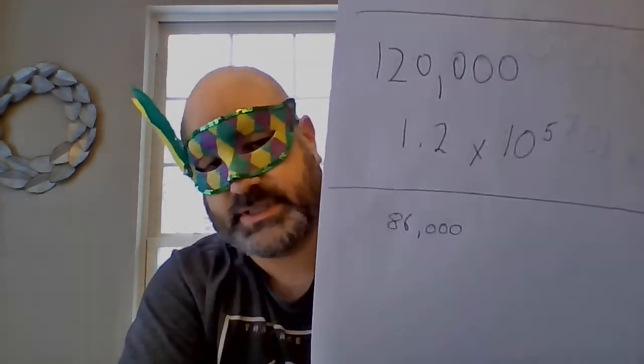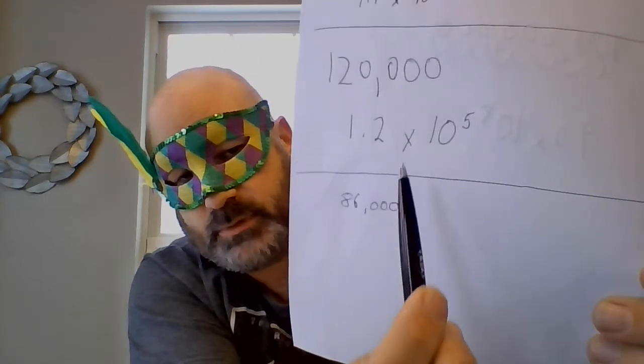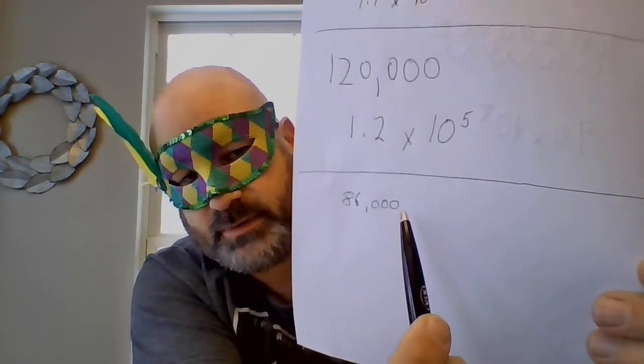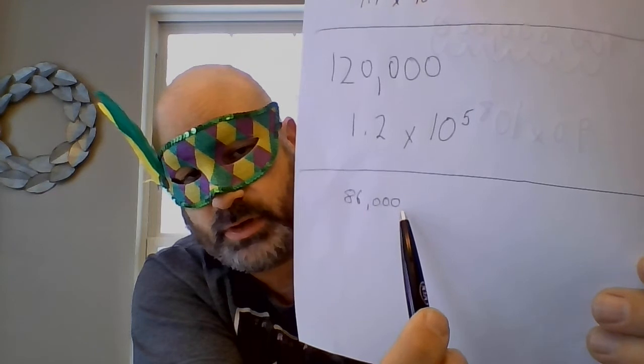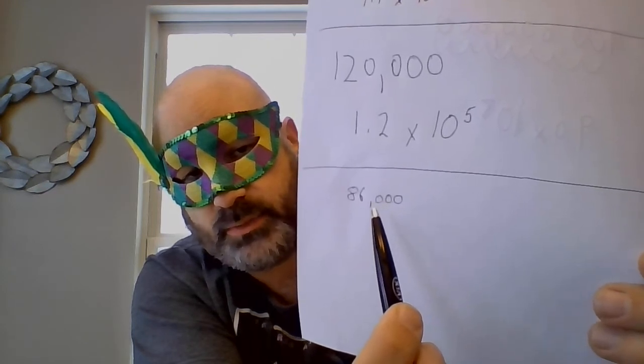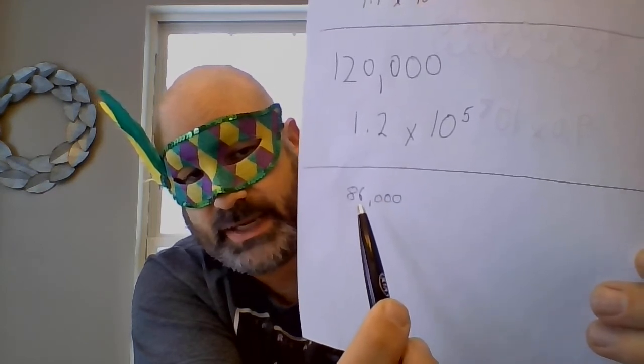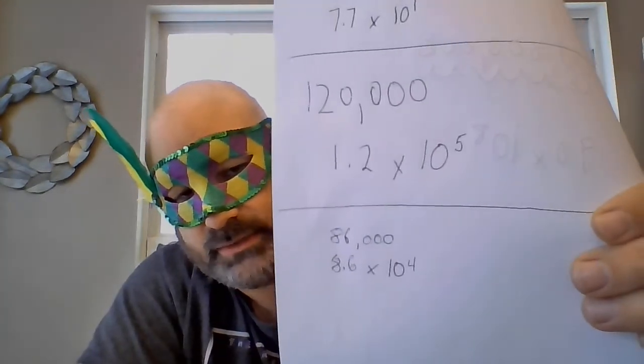So this number is the same thing as this number. We'll do one more. Number 3 on your first worksheet is 86,000. Remember, your decimal point is not always visible, but it's always there. We're going to move it 1, 2, 3, 4 times to make it 8.6. And because we moved it 4 times, it becomes times 10 to the 4th power, like that.